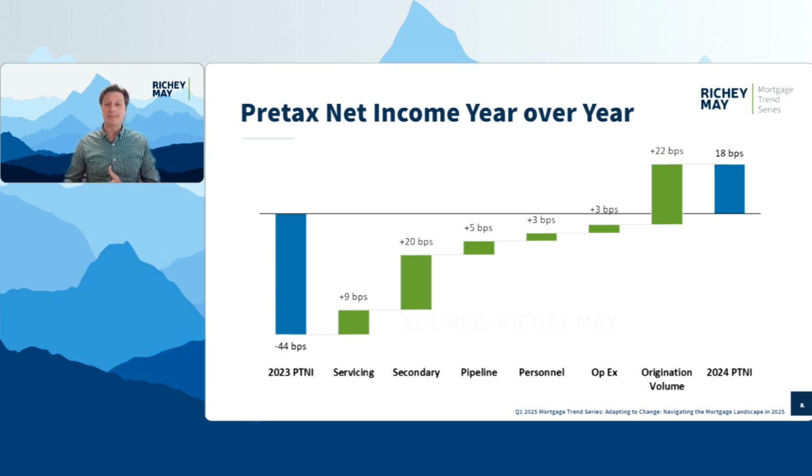Then if we go to the pipeline, lock pipelines were larger at the end of 2024. And so that was a help of 5 basis points in improvement. And then personnel and operating expenses. So I've got to admit, when we were putting this together, I was a bit surprised. I thought that we'd see a bigger lift, in particular with personnel.